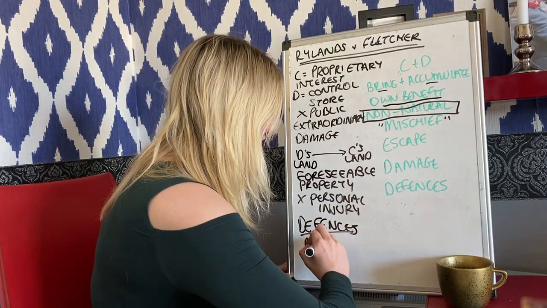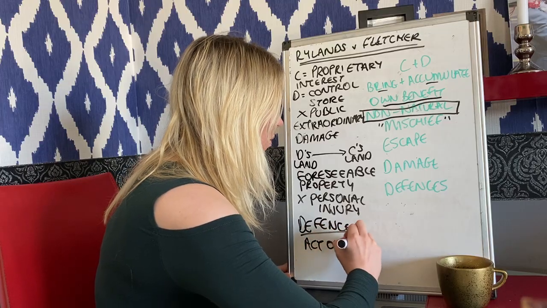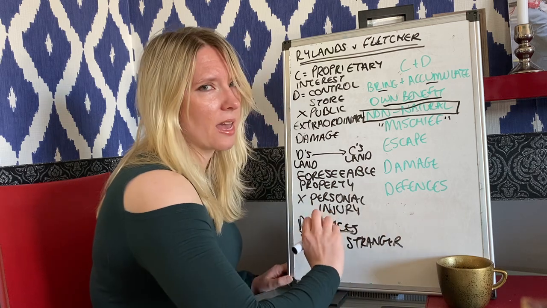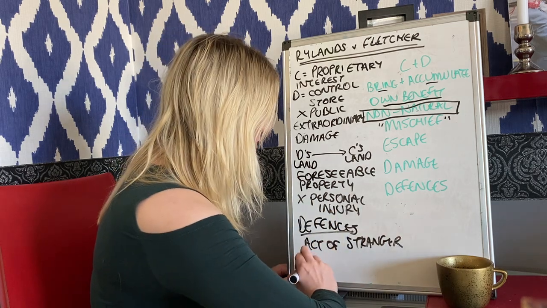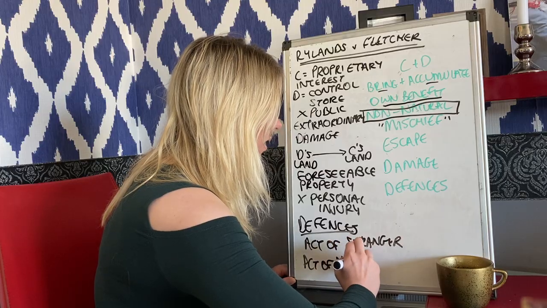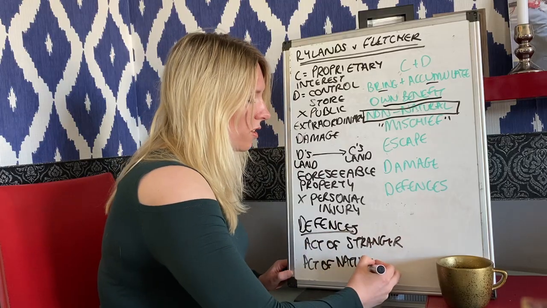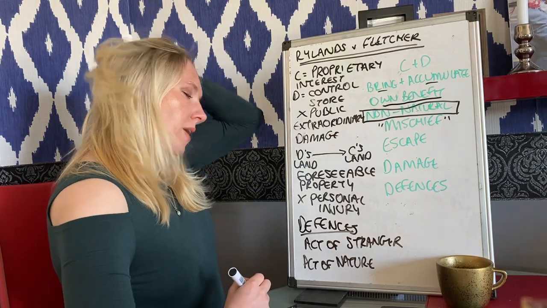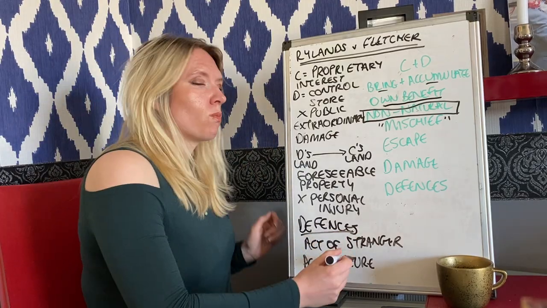So we've got act of a stranger. In other words, is there another third party that came along and caused the escape that we can pin the blame on them? Is there an act of nature, an act of God, as the old law called it? Those are the two main ones. We've also got things like volenti. Did you consent to that thing being there?